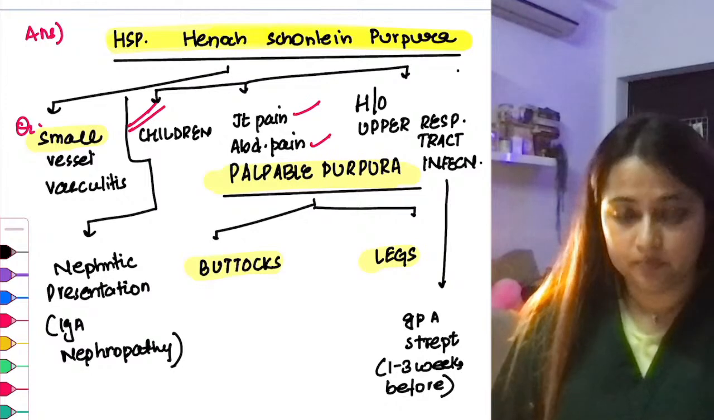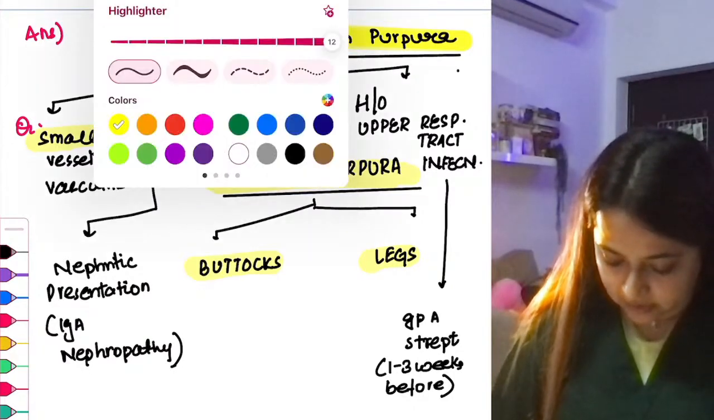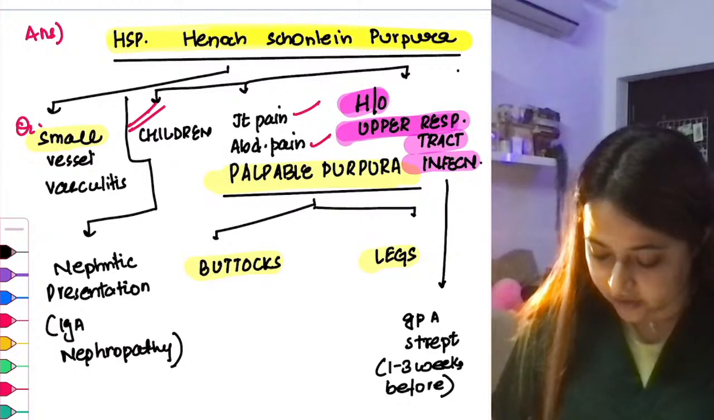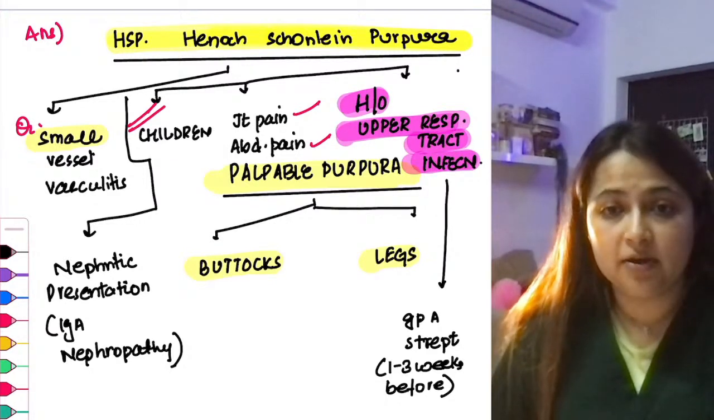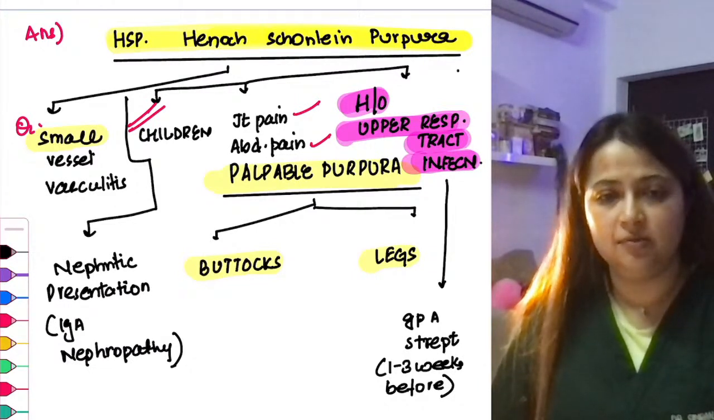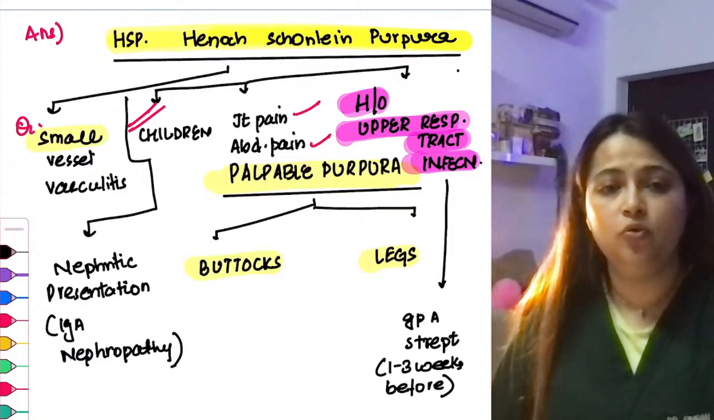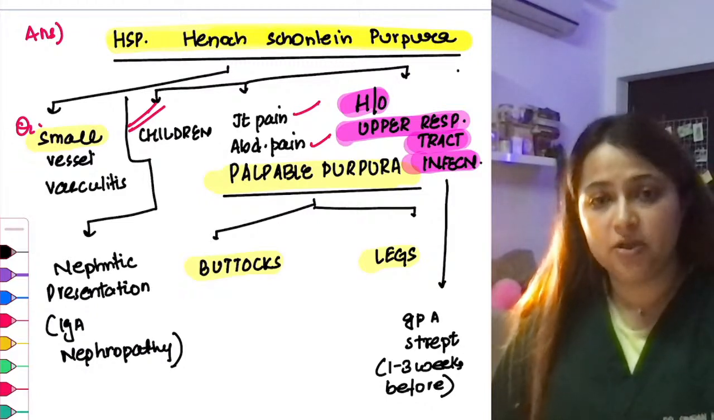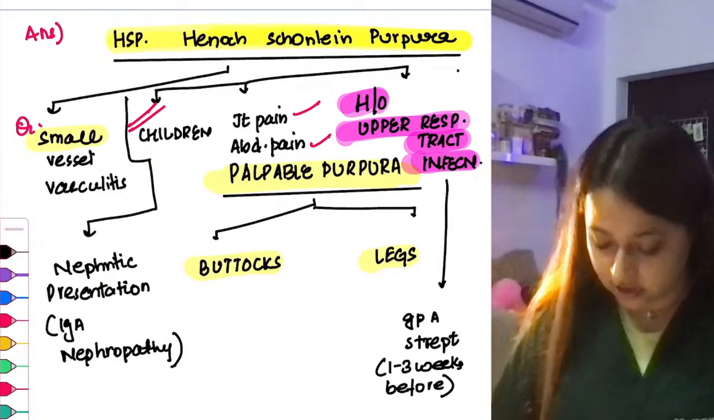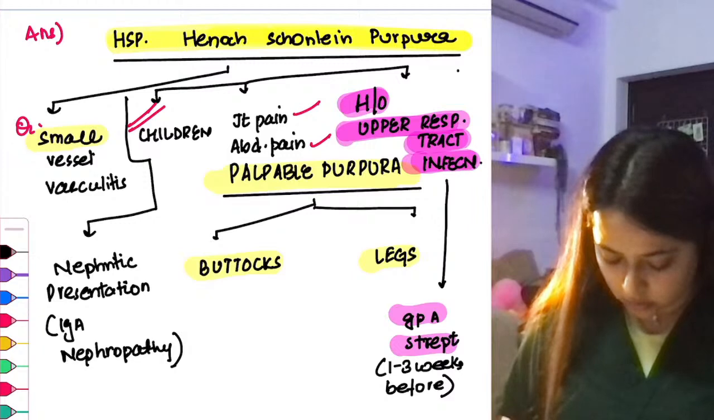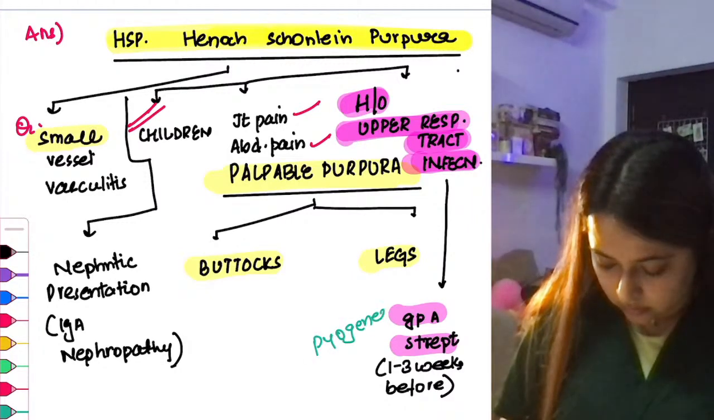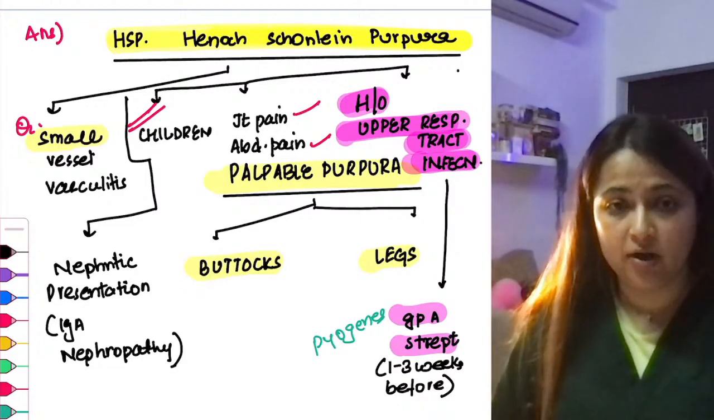Okay. Now, talking about another very important history here: history of upper respiratory tract infection, around 1 to 3 weeks before this incident. About 1 to 3 weeks before all of this presentation, the patient could be having an upper respiratory tract infection, and which organism is implicated? Group A streptococcus, which is also known as Streptococcus pyogenes. So this is a very important correlation here.